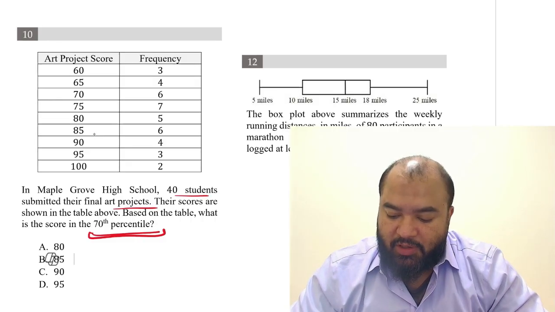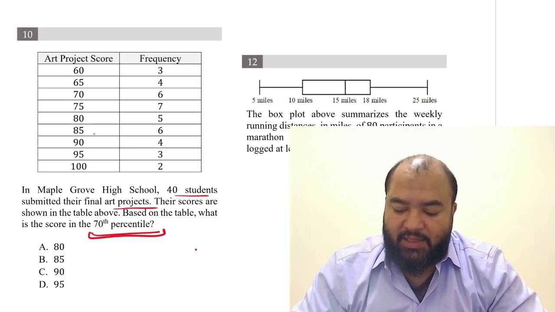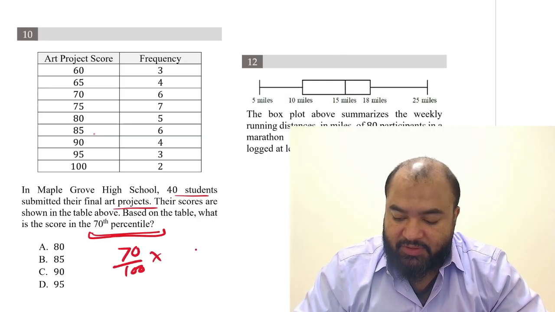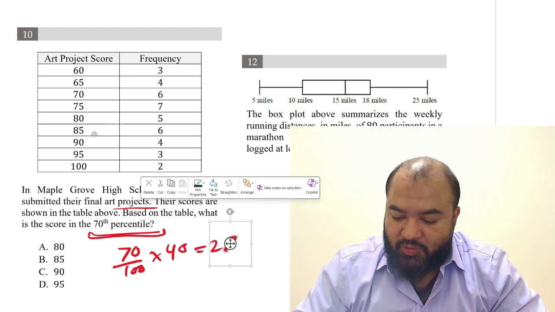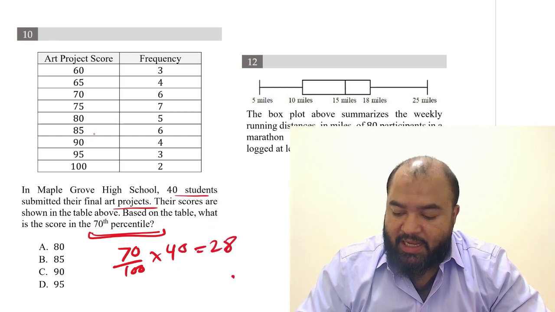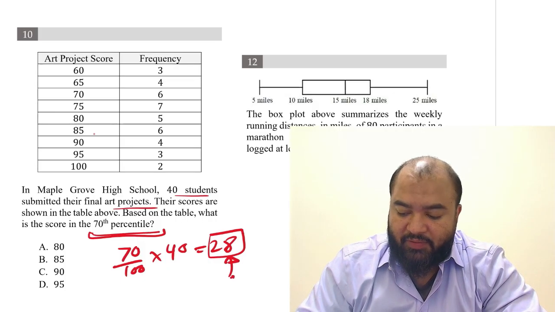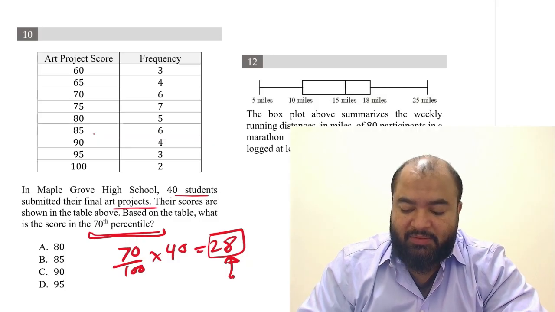So first of all, let's find the 70th percentile, like 70% of 40. So 70% means 70 over 100 times 40, and that's 28. So 28 people. The 28th score will be the 70th percentile.